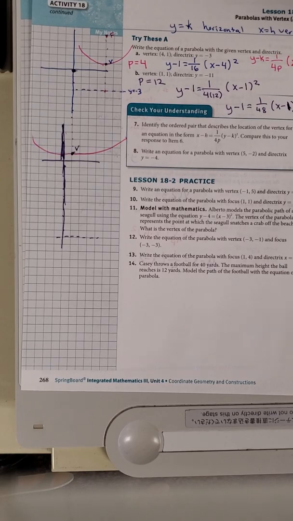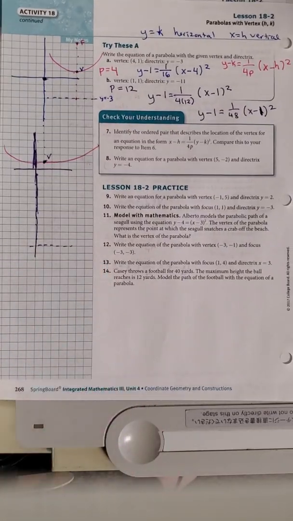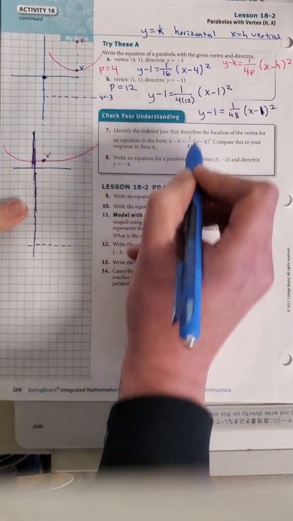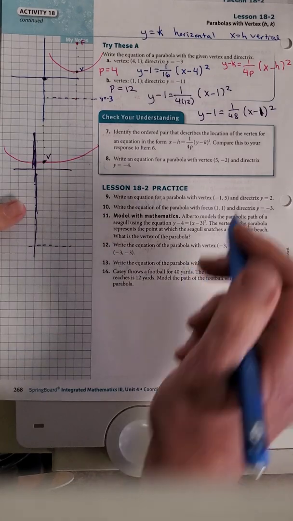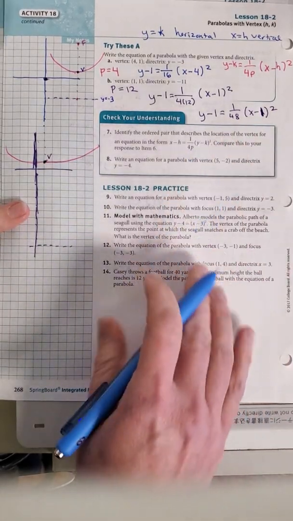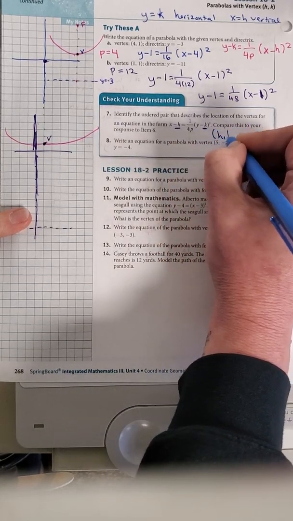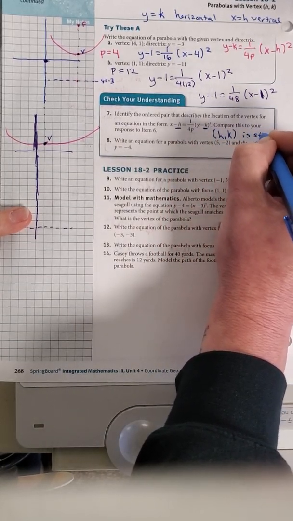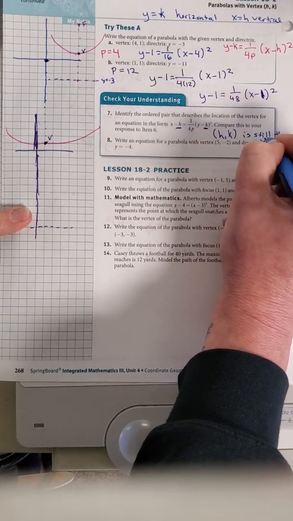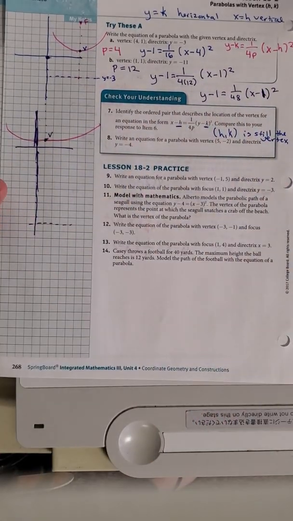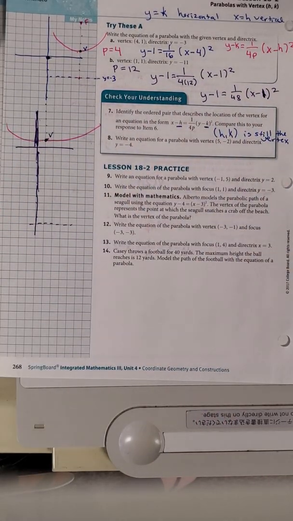All right, let's go ahead and try the check your understanding. So it says identify the ordered pair that describes the location of the vertex for an equation in the form of x minus h equals y minus k squared, and compare this response to item 6. All right, in this case, h comma k is still the vertex. We just have to take note that h and k will be reversed because the equation will be for a sideways facing quadratic.